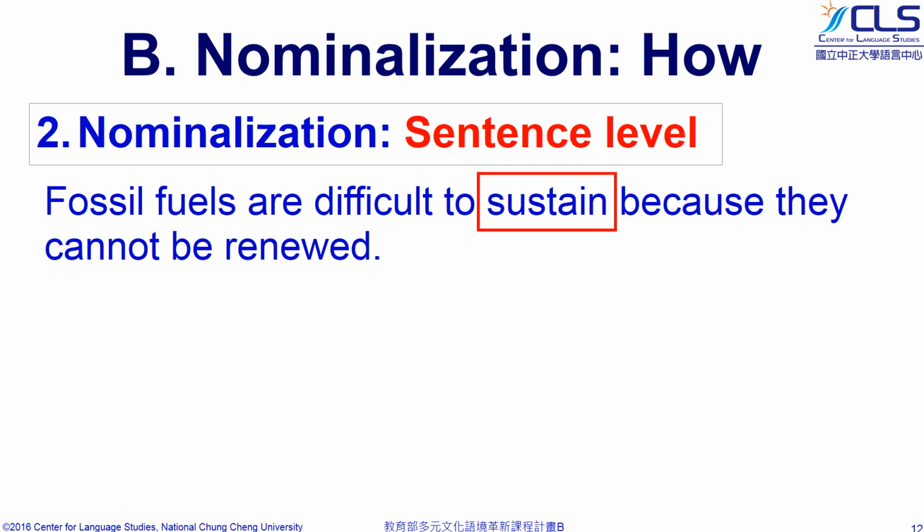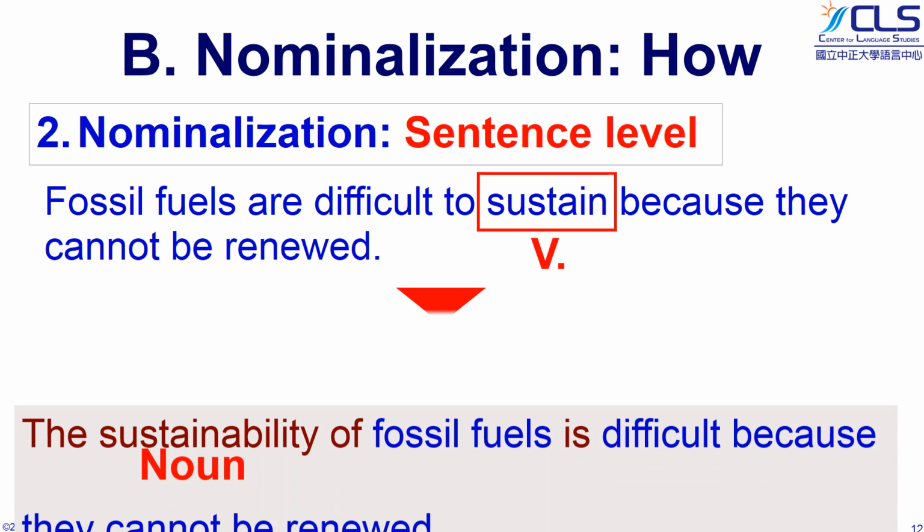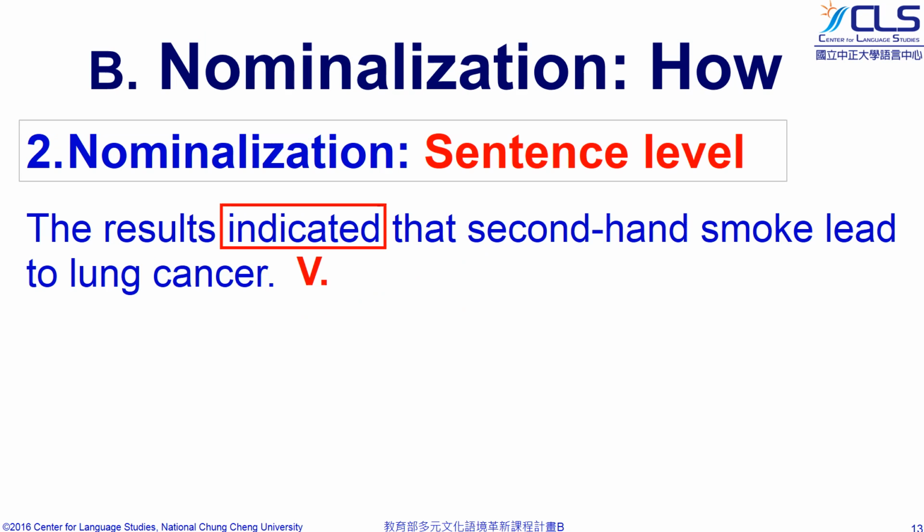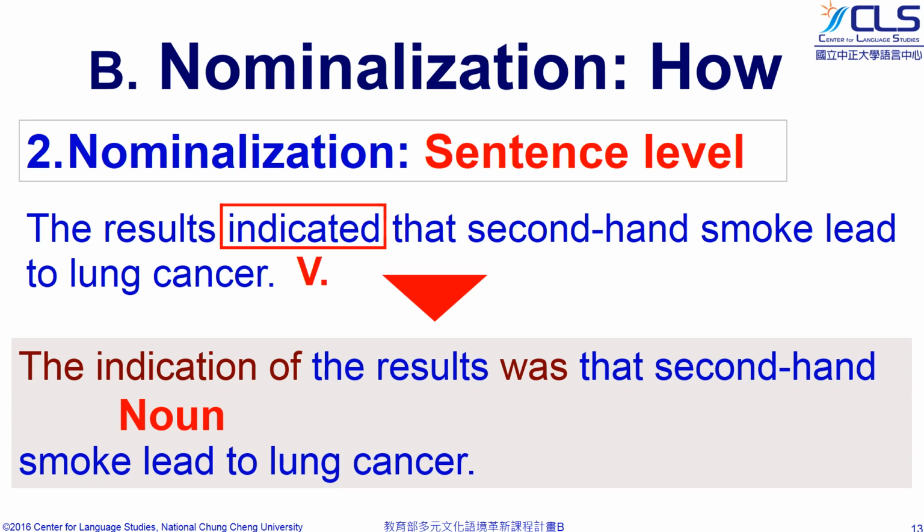The verb in the original sentence is sustain. We can nominalize sustain to the sustainability of, then add the verb is to the sentence. The original sentence uses the verb indicate. We can use the indication of the results to replace the results indicated that to make it a nominalized expression. However, indicated is a past tense, so the verb we add here is was.